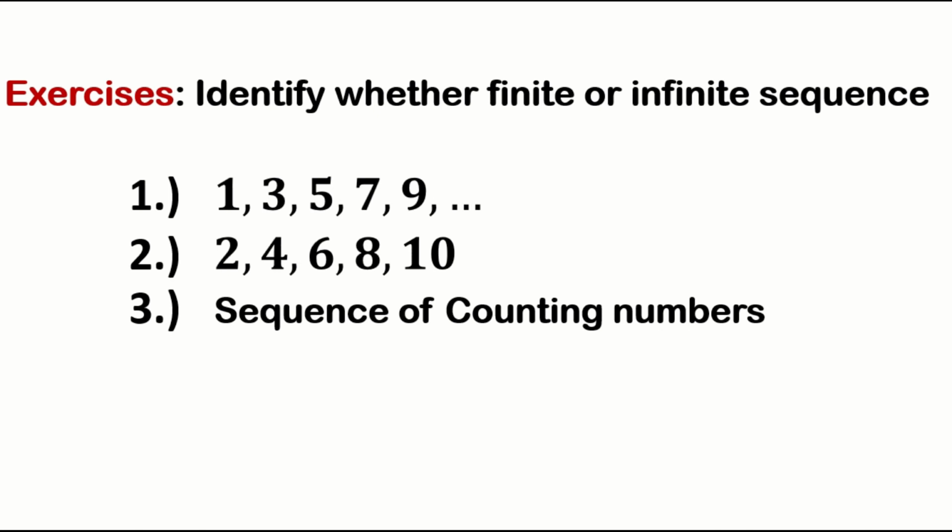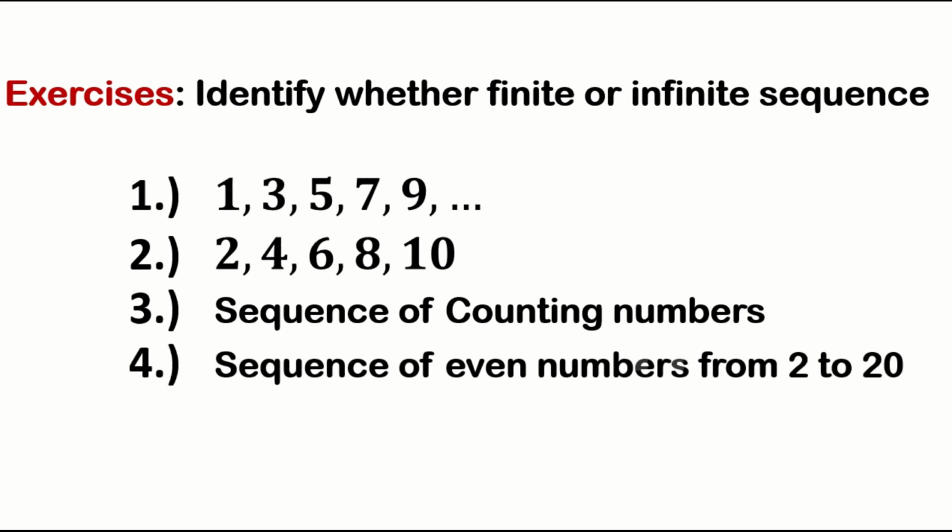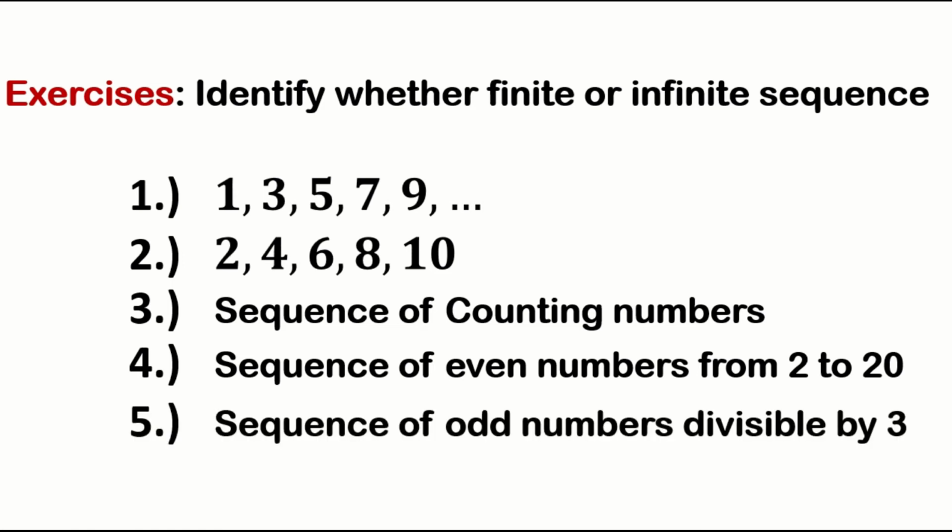Number 3. The set containing counting numbers. Number 4. The sequence of even numbers from 2 to 20. Number 5. The sequence of odd numbers divisible by 3. You can write your answers on your notebooks. Check your answers to the exercises with the key answers provided.